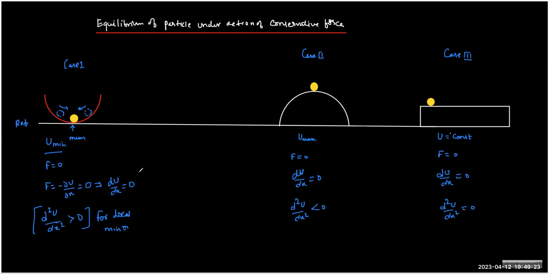It will perform the oscillatory motion. Whenever there is oscillatory motion, it means it is trying to come back to the mean position, or trying to go back to the position of rest or equilibrium. So such equilibrium is called stable equilibrium.